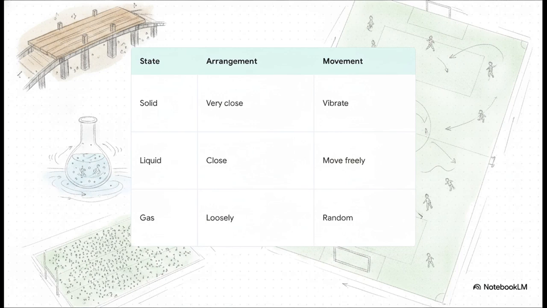Let's see how this builds our 3 states of matter: solid, liquid, and gas. In a solid, like the wood or iron used to build bridges, particles are packed very closely together. They basically just vibrate in a fixed position, kind of like people packed tightly into a crowded stadium.